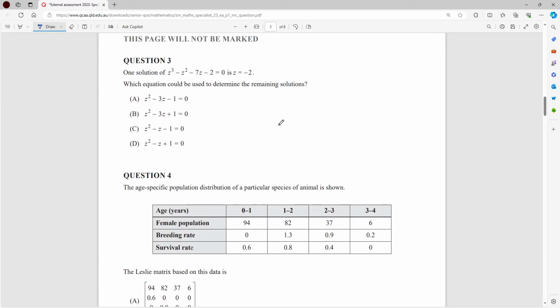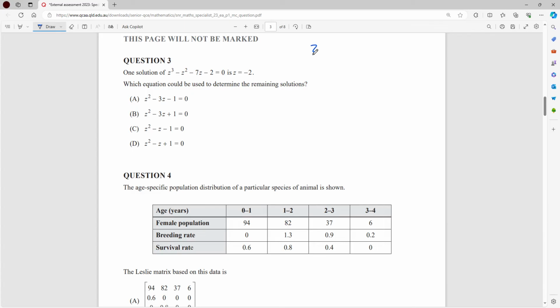Alright, so let's take a look at question 3. One solution of z cubed minus z squared minus 7z minus 2 equals 0 is z equals negative 2. Which equation could be used to determine the remaining solution? So basically what we have is you've got one solution, and they want to know what happens if you factorize this solution out of this one here, because we want to apply long division to it, okay?